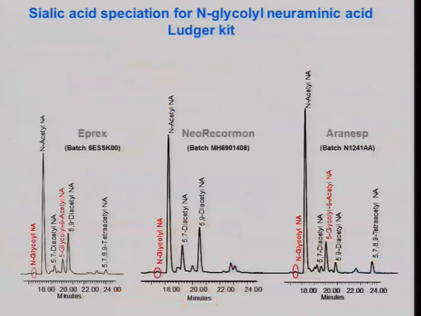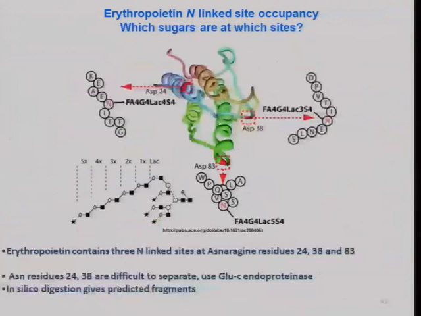Anyway, the other way of doing it is by LC. This is a kit from Ludger, which has a series of standard N-acetyl and N-glycolylneuraminic acid standards. So you run your profile of your released glycans, and then you can match these to the Ludger standards. And you can see in here, for example, you've got N-glycolylneuraminic acid, you've also got another species of N-glycolylneuraminic acid. So you can do it by LC, you can do it by mass spectrometry.